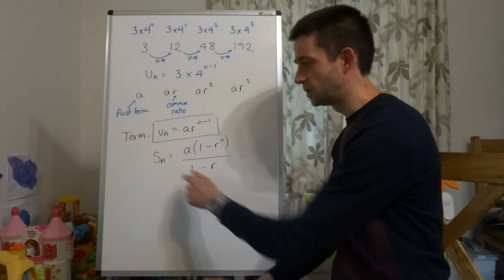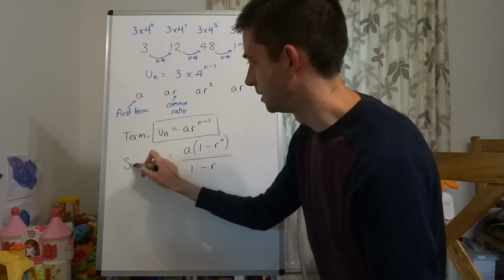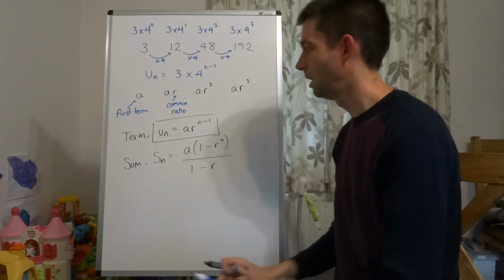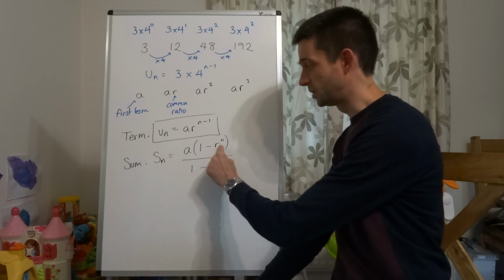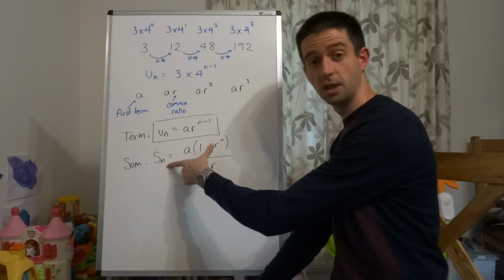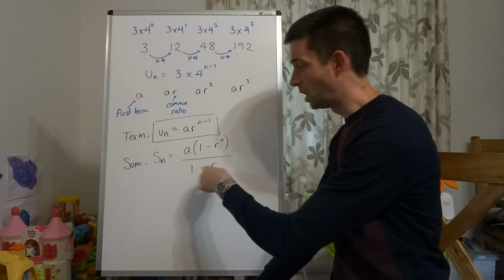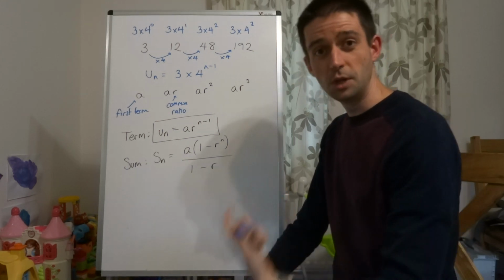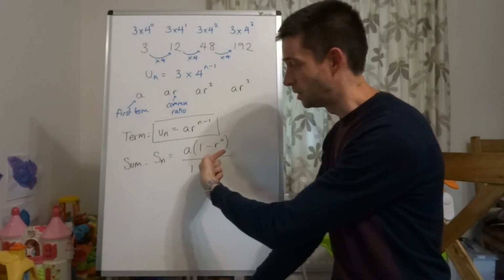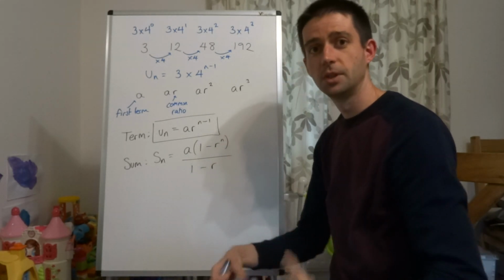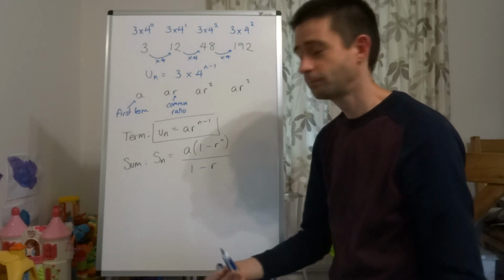So the sum to n terms, I'll write that this is sum, is a, so first term, multiplied by 1 minus r to the n, so however many terms you're trying to sum to, all over 1 minus r. So if you know a, the first term, and you know r, the common ratio, you can substitute those values in to find the sum to a given number of terms.